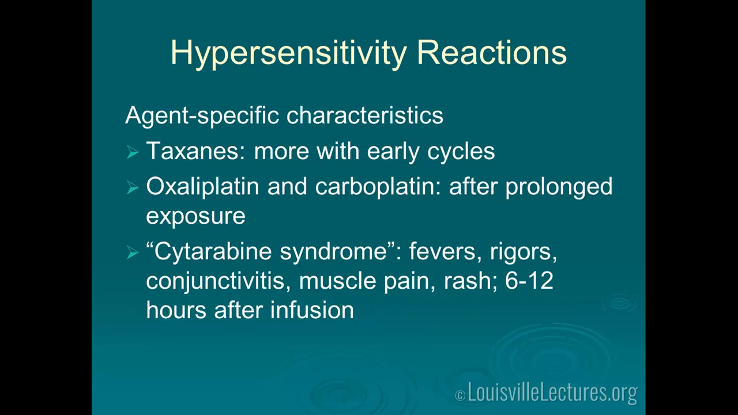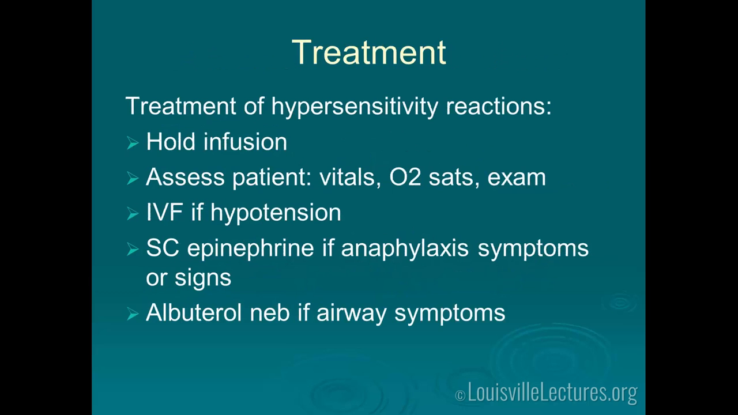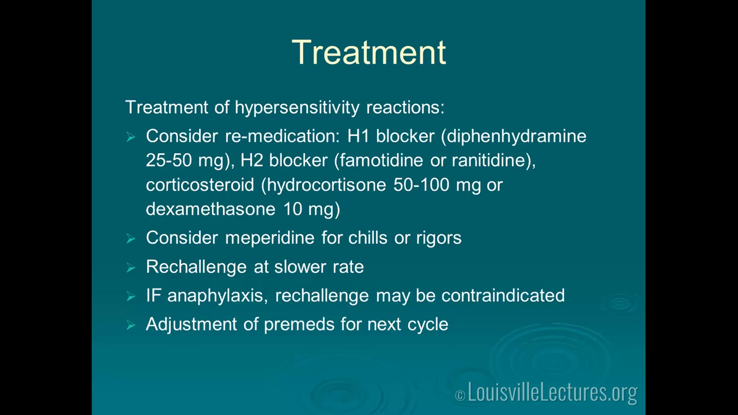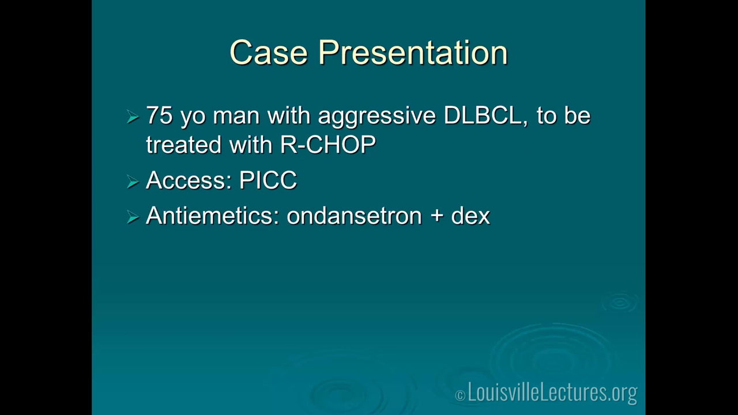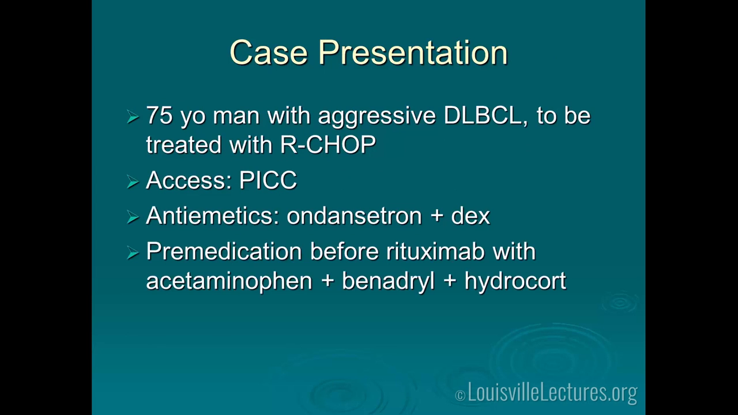So this is a little bit repetitive, so I'll skip through this one. And we discussed some of the basic principles of treatment, but this is in more detail. So this gentleman with DLBCL who got a PICC line and got ondansetron and dexamethasone received some pre-medication before his rituximab and his chemo. He got acetaminophen, he got diphenhydramine, and he got hydrocortisone.